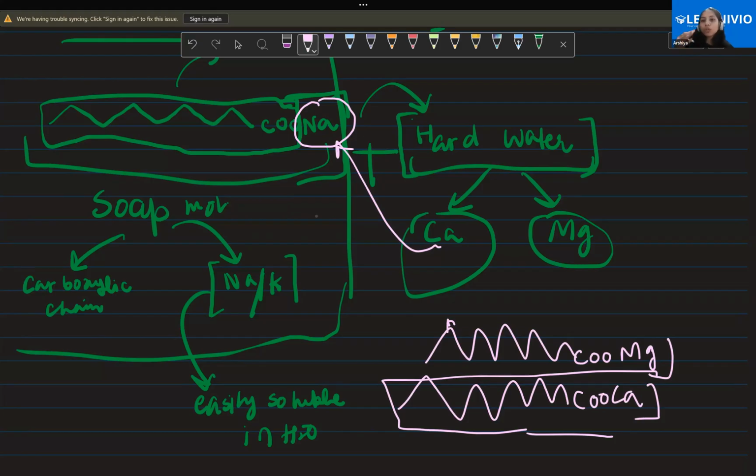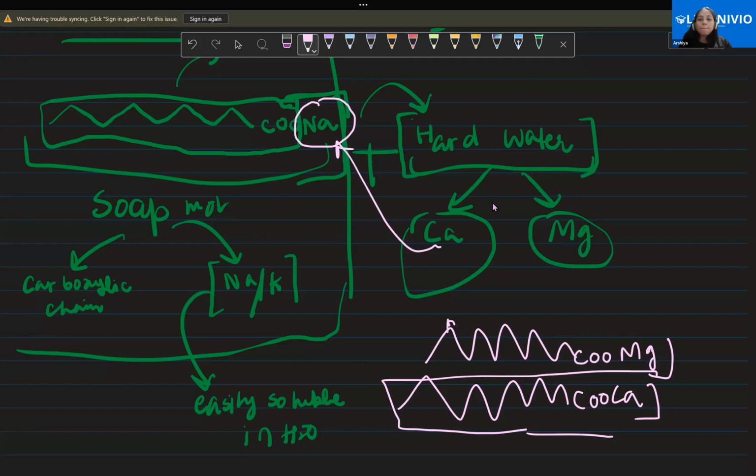We need this detergent or soap to dissolve and wash our hands or our clothes. If we are using it with hard water, it is very difficult for them to dissolve. So they are insoluble, and that's why we avoid hard water. Is it clear, or is it still confusing?